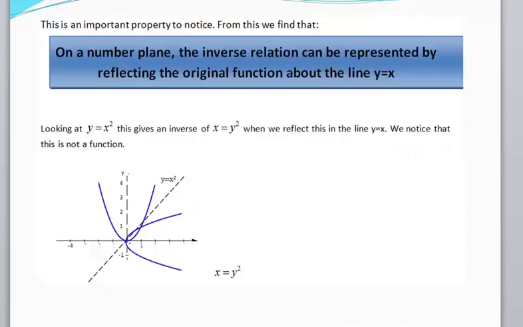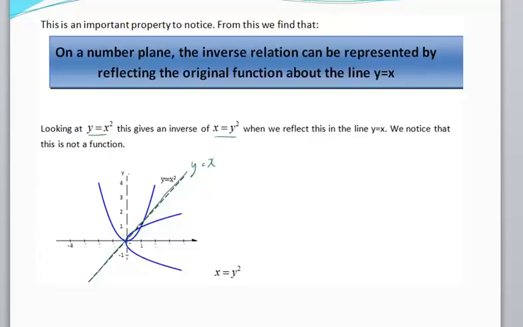So here we have a function y is equal to x squared. And so our inverse is x is equal to y squared here. And we can reflect this line here. So here is our line, y is equal to x, and they're reflected about this line.